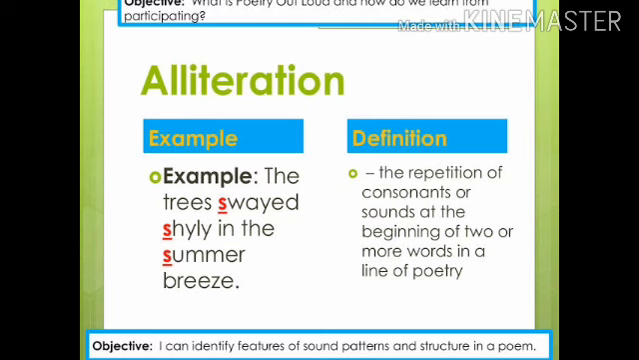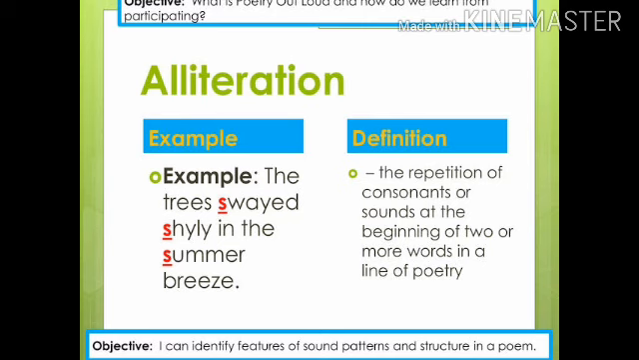Students, you need to keep in mind that we do consider sound and not the written letters. We consider consonant sounds in case of alliteration, though in definition here it is mentioned the repetition of consonants or sounds, but it should be the repetition of consonant sounds. I hope this point is clear. We can take one more example mentioned here. The trees swayed shyly in the summer breeze.